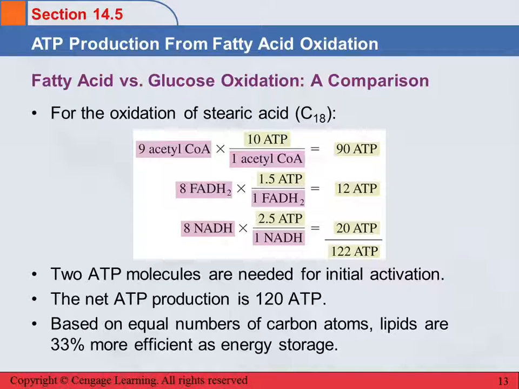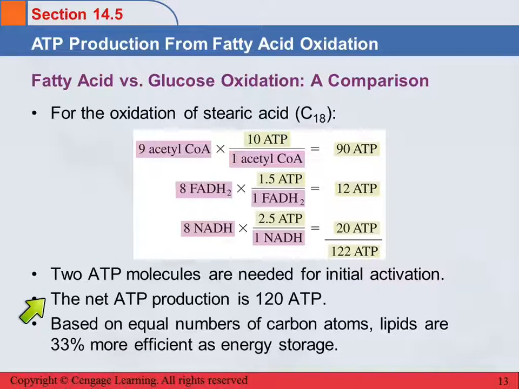So let's compare energy production. For that stearic acid, the C18, here they're just tallying up all the different individual reactions that we didn't look at. The gross here is 122 ATPs from one stearic acid molecule. There are 2 ATPs required for the initial activation, however, so you have to subtract those off. And the net production is 120.